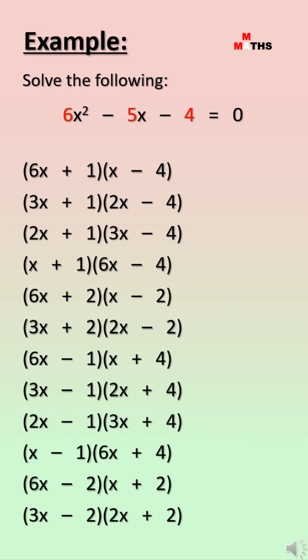But only one of them will give us the minus 5x in the middle. So if we look at the first one again, we multiply the respective outer terms. 6x times minus 4 is minus 24x, and the respective inner terms, 1 times x, plus x. So we have minus 24x plus x. So this will give us, when we add them together, minus 23x, which is not minus 5x. Therefore, this isn't the correct factorization. How to choose which one?